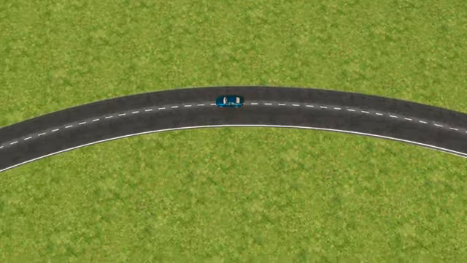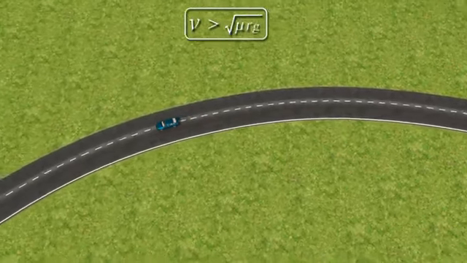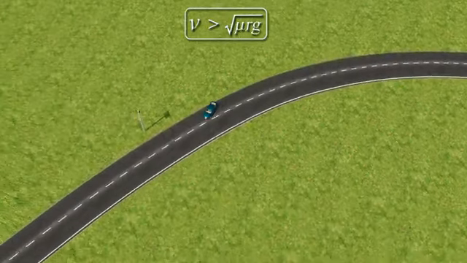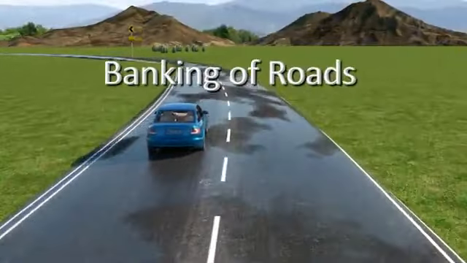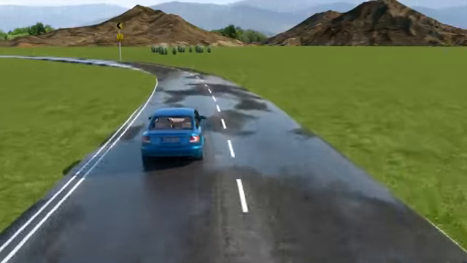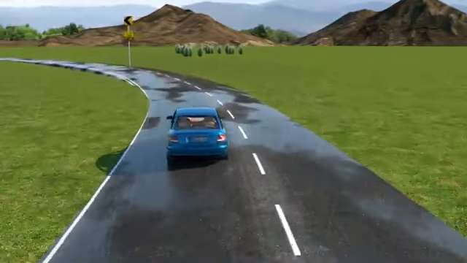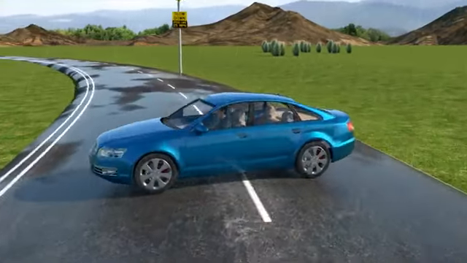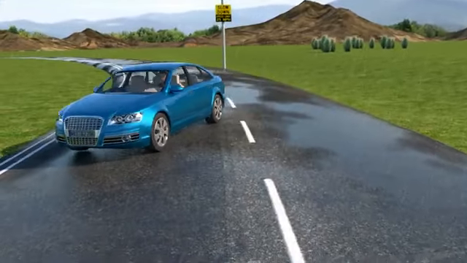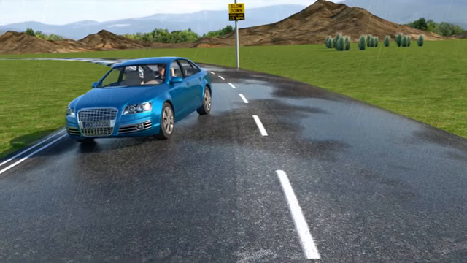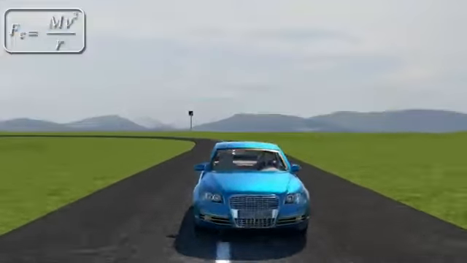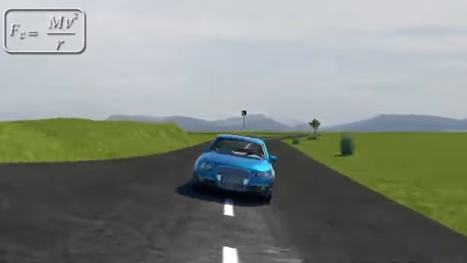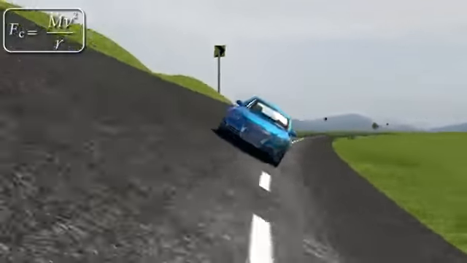If the car moves with a velocity greater than the limiting value, it skids away from the center. Banking of roads. We cannot always rely on friction as it depends on external factors such as rain or frost, which significantly decreases the value of static friction.